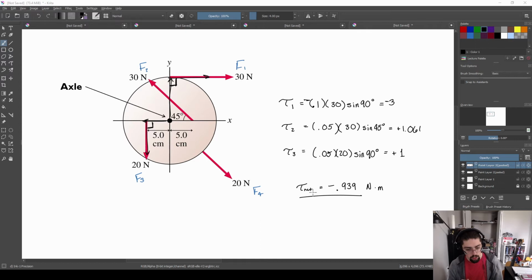How do we know which direction we're rotating in? I would really just look at this and say, is it going clockwise or is it going counterclockwise? Force 1 was trying to send us clockwise. Force 2 and Force 3 were both trying to send us counterclockwise. And that's why 2 and 3 were positive, but 1 was negative.